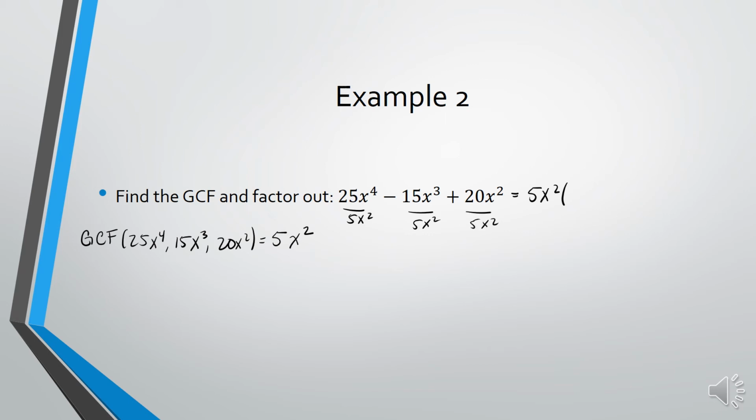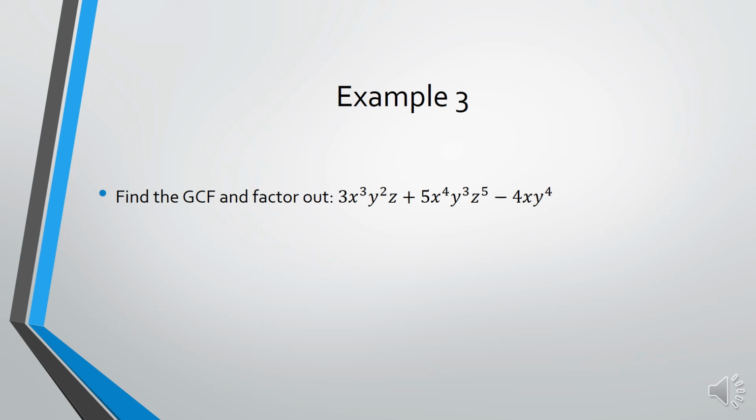and factor it out. So for my first one, 25x to the 4th divided by 5x squared should give me 5 and then x squared. Remember, when you divide with the same base, you subtract the exponents. Next, negative 15 divided by 5 is negative 3. And x cubed divided by x squared is just x. So I subtracted my exponents again. And lastly, the x squareds cancel, 20 divided by 5 is 4. So I factored out my 5x squared and got 5x squared times 5x squared minus 3x plus 4.